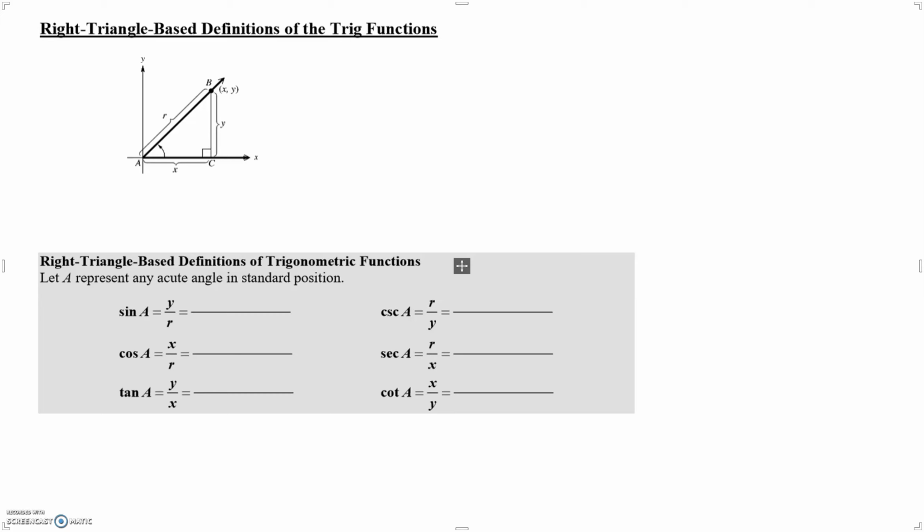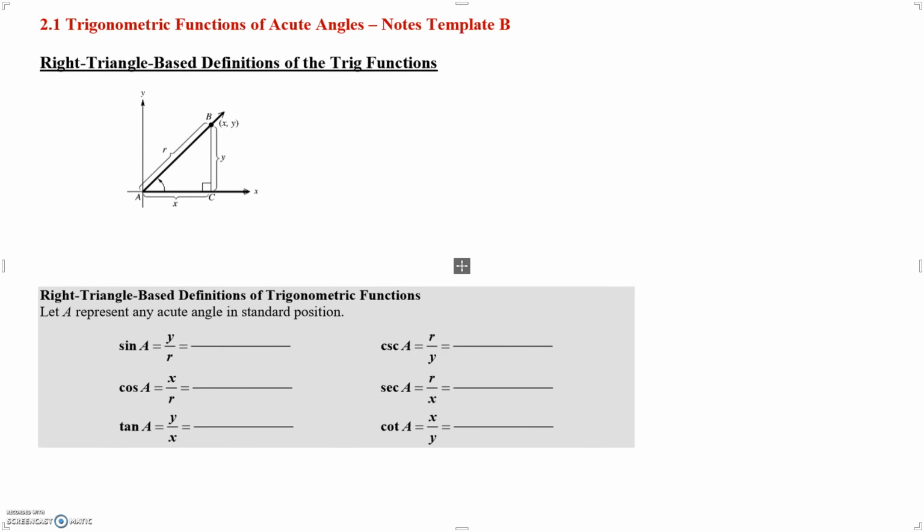Hello again. This is Jennifer Martinez, and in this video we're going to talk about the right triangle based definition of trig functions. In the last chapter, the trig functions were based on x, y, and r. So for instance, if we come down here, it says let A, this is angle A instead of theta now, represent any acute angle in standard position.